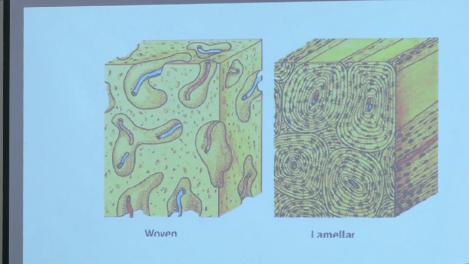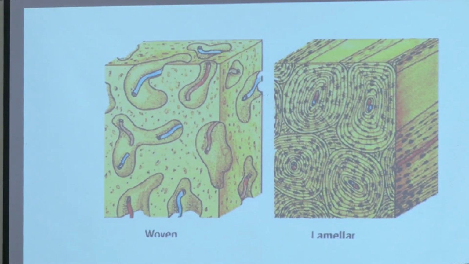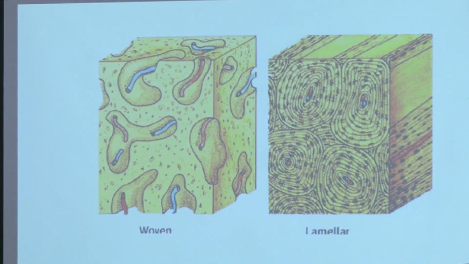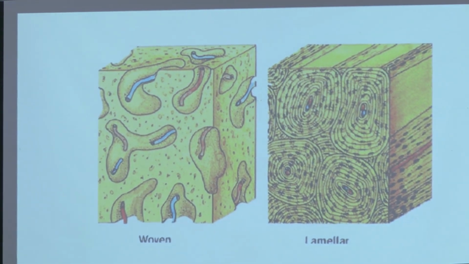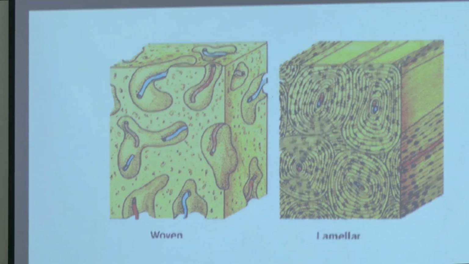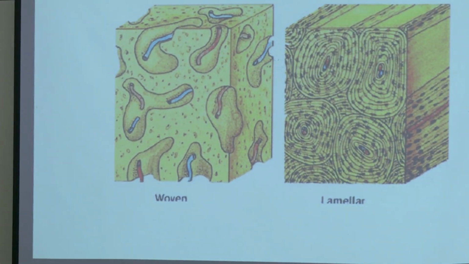These are called Haversian canals. Through that Haversian canal, blood vessels, nerves, and lymphatics are passing. Okay, very important, because bone is also a living tissue. Everyone, you accept that, right?